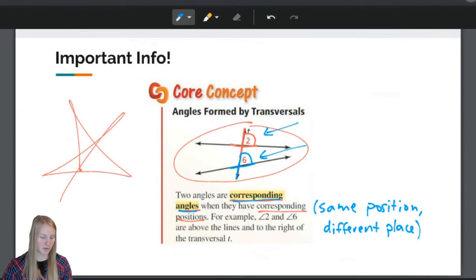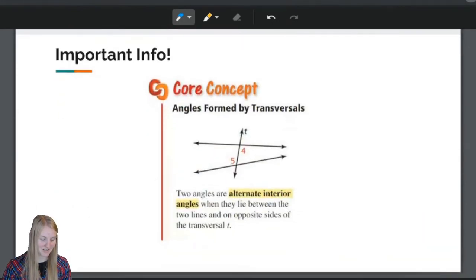Okay, we're going to talk about 3 more special angle pairs. The second are called alternate interior angles. Now, when you hear the word alternate, what do you think? When I think alternate, I think opposite. So, notice how in this diagram, T is my transversal, 4 is on the right of the transversal, and 5 is on the left of the transversal. So they are on alternate sides. They're on opposite sides of the transversal. So that's where the word alternate comes in.